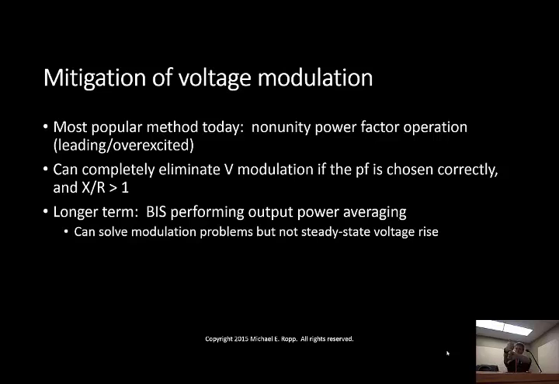But what you get then is the real power is trying to move the voltage this way, the reactive power is doing this, and they cancel each other out. And if you choose the right power factor for the circuit impedance at your point of interconnection, you can completely eliminate the modulation coming from cloud shadows if you do this. So that's the most popular way for handling this today, if an issue appears.